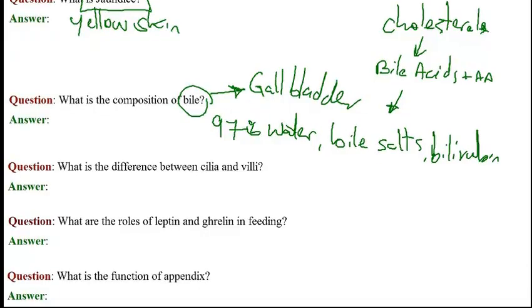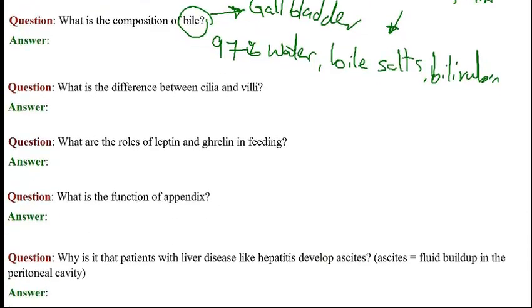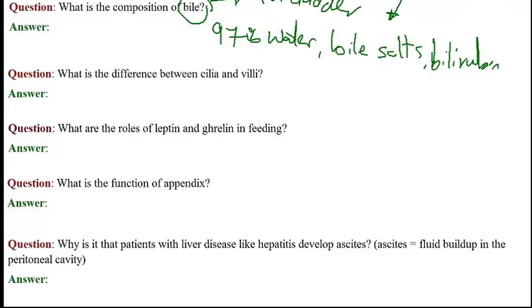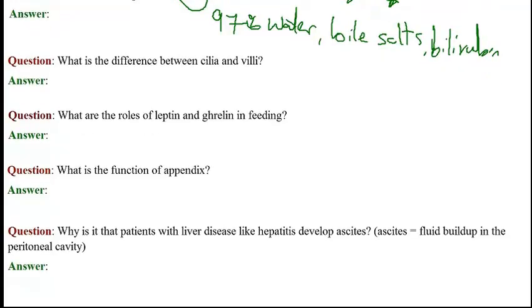The next question is, we keep talking about villi in the intestine, but what's the difference between cilia and villi?